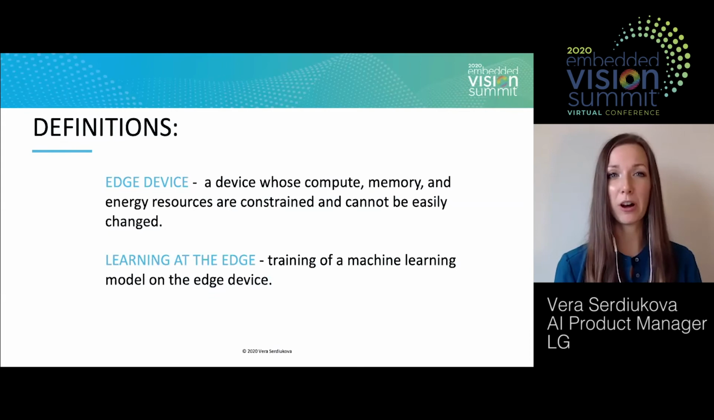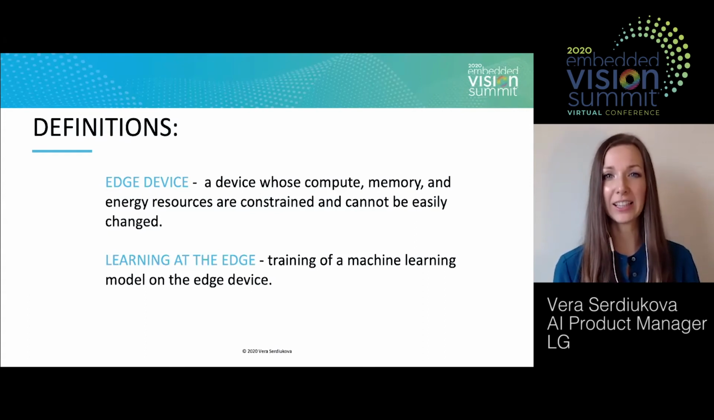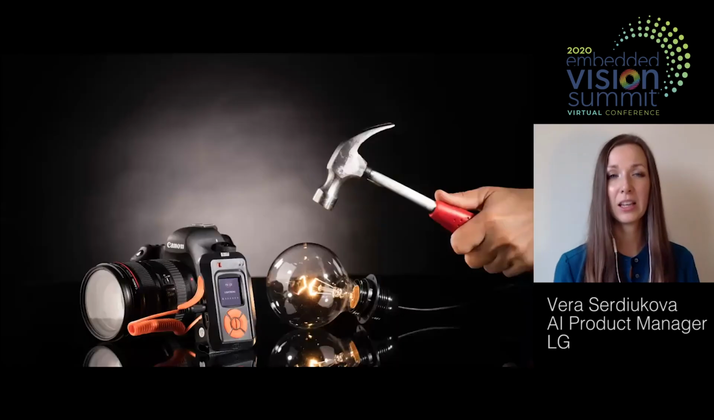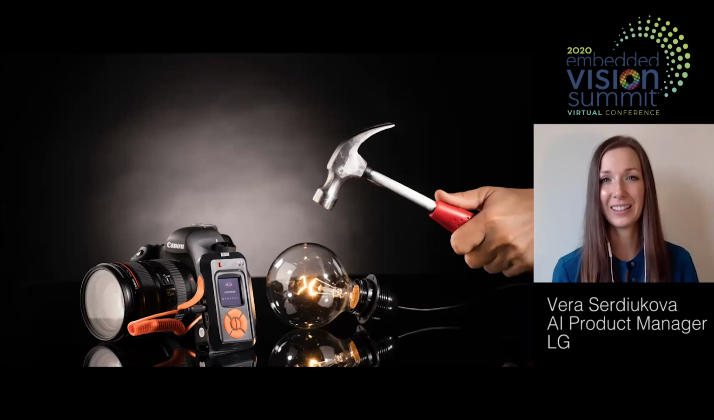But before we move on, let's make sure that we are on the same page and clarify the definitions. For this talk, we define an edge device as a device whose compute, memory, and energy resources are constrained and cannot be easily changed. And by learning, we mean training of a machine learning model on the constrained resources of the device.